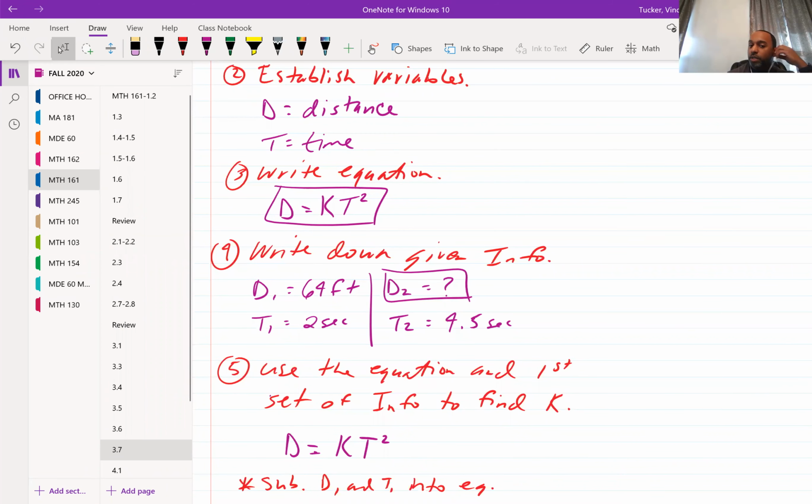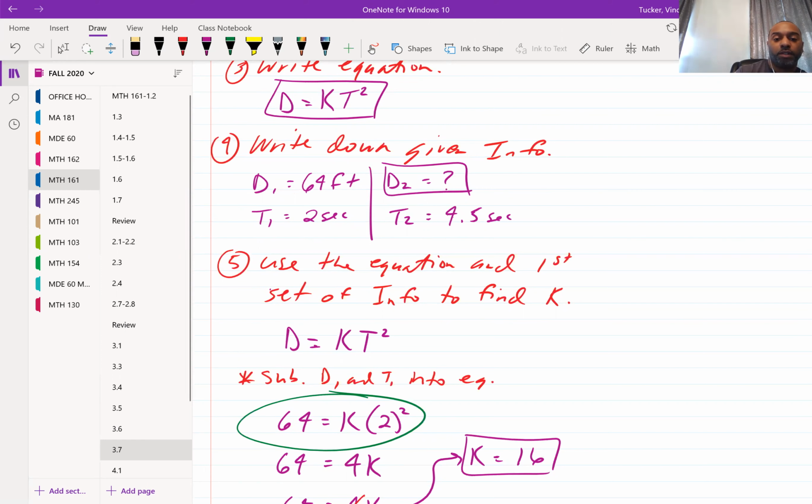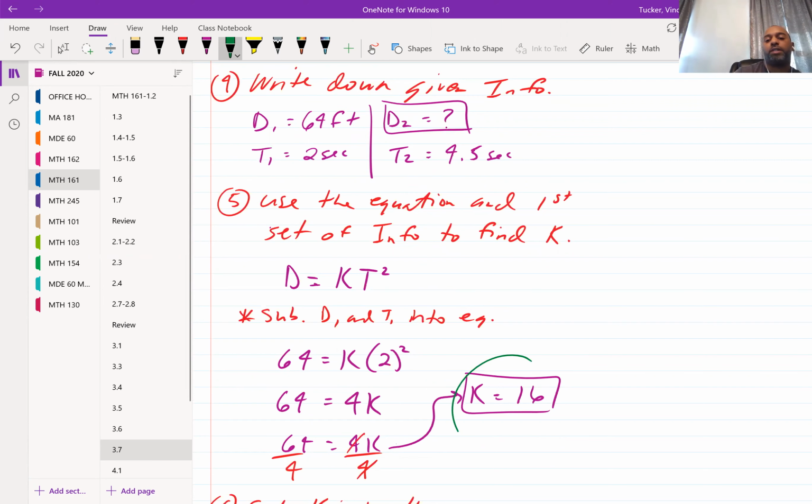So next we're going to use the equation in the first set of information to find K, the constant of variation. Remember, it's called constant of variation because it's going to be constant throughout this whole problem. So we're going to substitute D1 and T1 into the equation. That's what we did right here. So 64 is equal to K times 2 squared. 2 squared is 4, so 64 is equal to 4K. Divide by 4, this means that K is equal to 16.